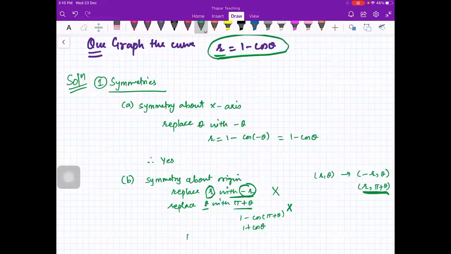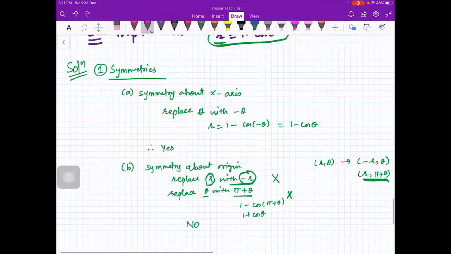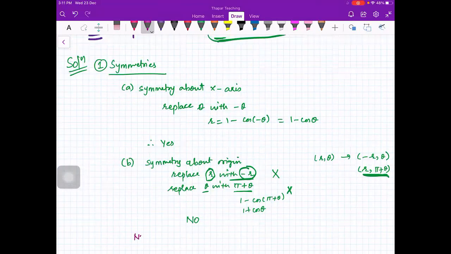So should I go for symmetry about the y-axis? No, because I told you either there will be 1 symmetry or 3 symmetries. You cannot have 2 symmetries. So there is no need to check. Yes, let me complete, then you can ask your doubt. Yes, you can now ask. Tell me what you are saying.